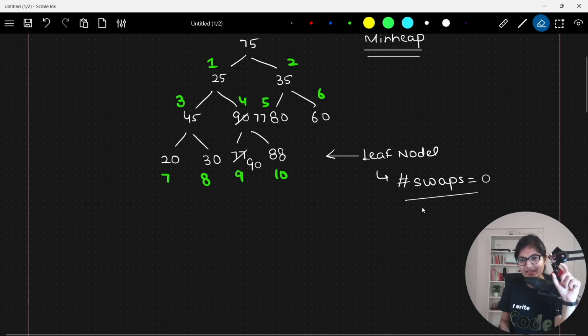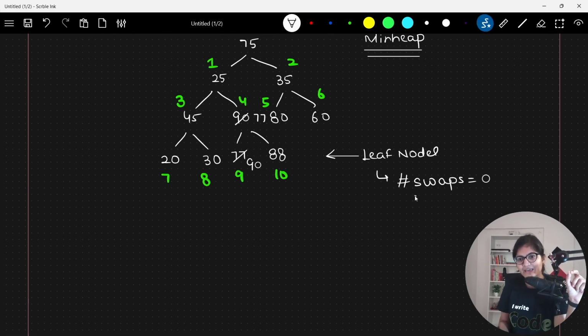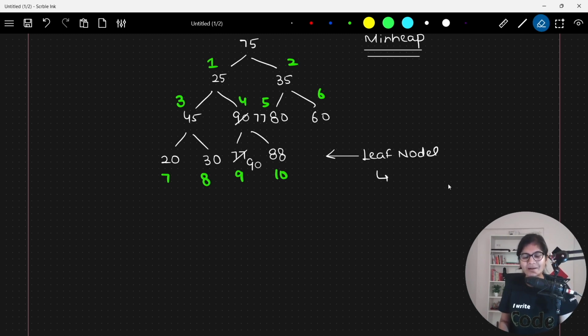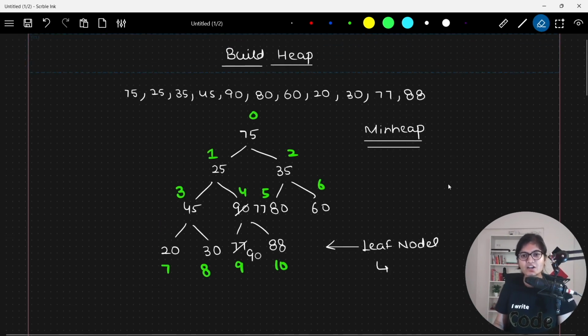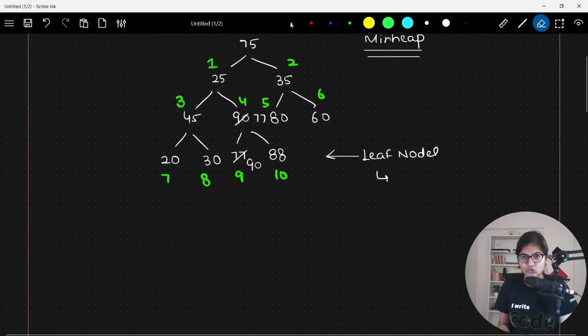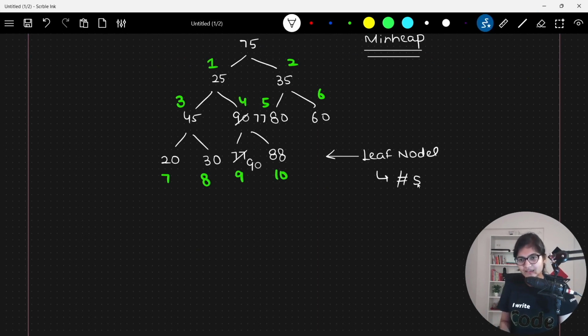Why am I stressing this part? Because this will help me in future sessions when I talk about derivations of the same. I will show you a very important derivation, what the time complexity of building a heap is, because many students answer it wrong. So at the leaf node, we have observed that the number of swaps will simply be 0, because it's the last element that we have.